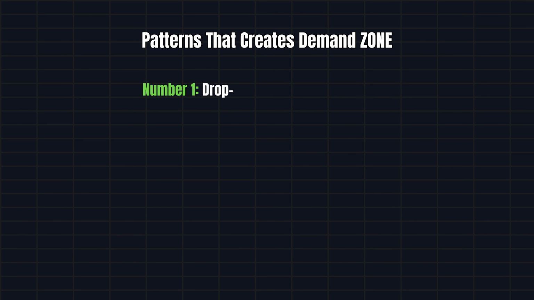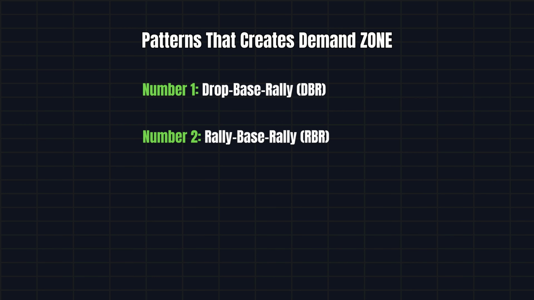First, here are the 2 patterns that create demand zones where we want to buy. Number 1, drop base rally, DBR. Number 2, rally base rally, RBR. So what's drop base rally, DBR?